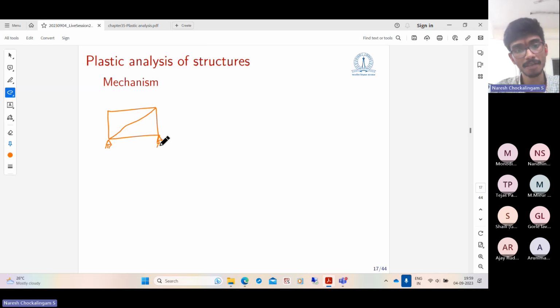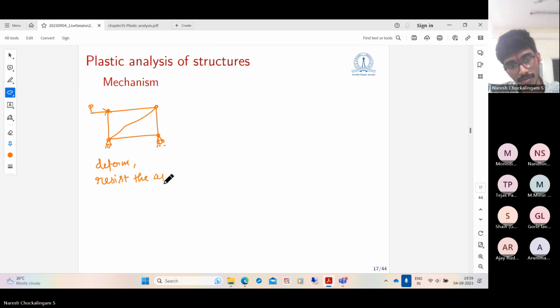Say all are pin connected joints. All are pin connected joints. And you apply some force. So this is a truss. Under an applied force, what will it do? It will deform and resist the applied force. If you increase the force slightly, it will deform a little bit and it will stop. It will not indefinitely deform.